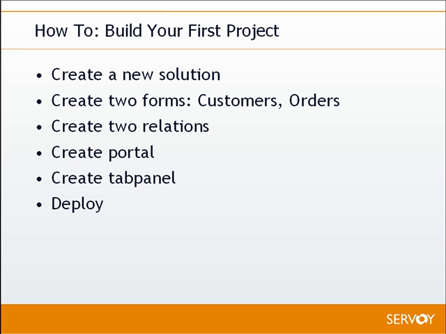We're going to create a new solution and then create two forms, one on customers and one on orders. We'll create two relations. We'll create a portal and a tab panel. And finally, we'll deploy this to both the Smart and Web Clients. Let's pop over to Servoy Developer and get started.